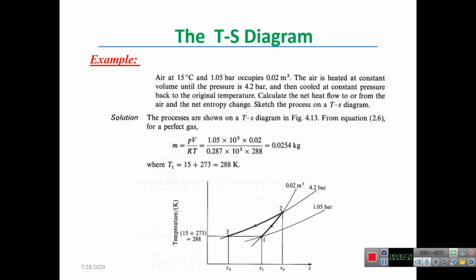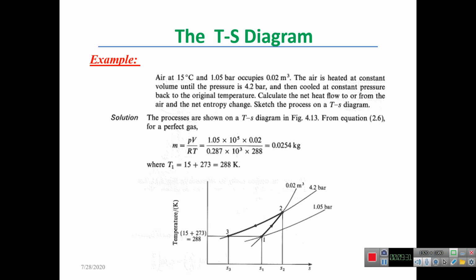Now let us consider an example using the TS diagram for a perfect gas. The example states that air at 15 degrees centigrade and 1.05 bar occupies 0.02 cubic meters of volume. Now, these are the first states. This is state 1 in the diagram. We are given the values for state 1, where we are given the temperature in degrees centigrade and the pressure in bar. So this is T1 = 15 degrees centigrade, P1 = 1.05 bar, and V1 = 0.02 cubic meters.